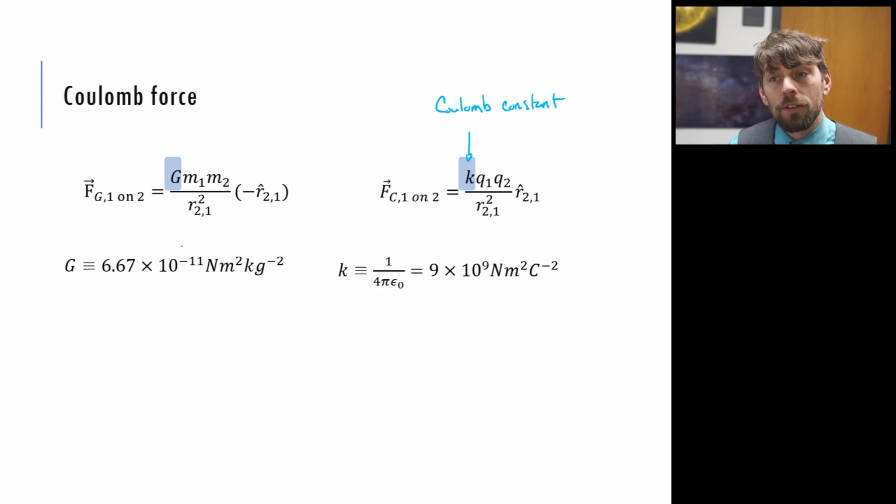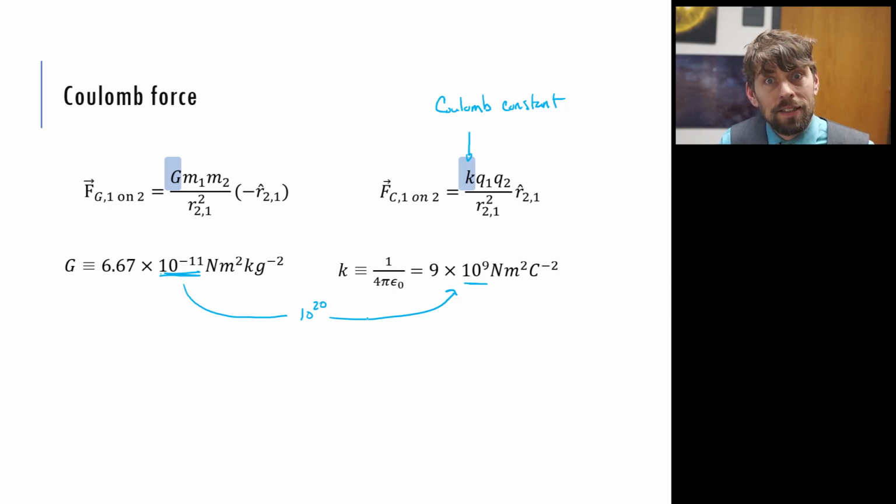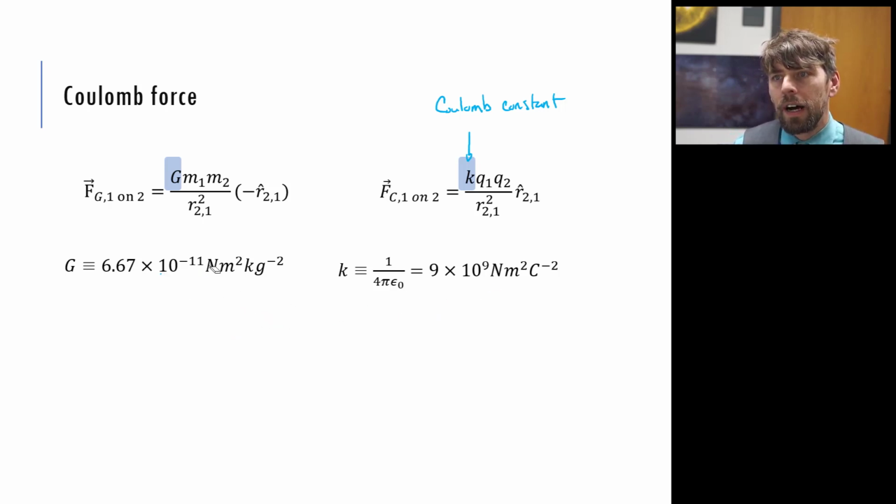Now, one thing I will point out to you is that for gravity, the constant is 10 to the negative 11th, whereas the Coulomb constant is 10 to the 9th. That represents a difference of 20 orders of magnitude. So that's why you generally hear that the force between charges is much stronger than the force between two masses. It's because of that idea sitting there. Good?